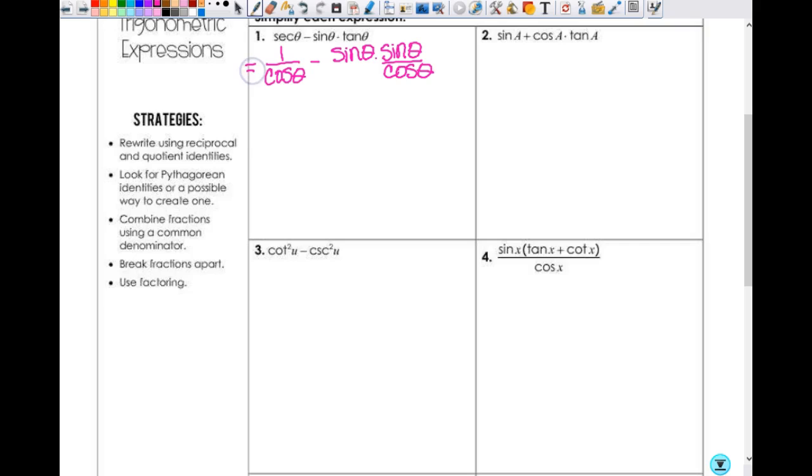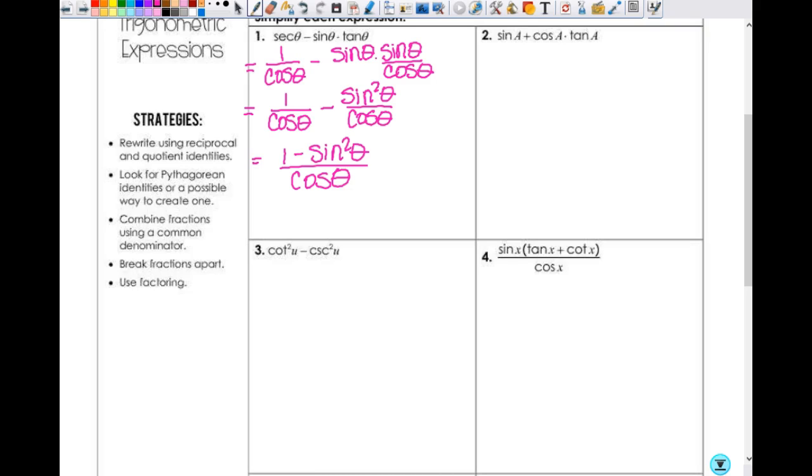So what we just wrote is equivalent to what we started with. It just looks different. So now I'm going to clean it up some more. This is going to be equal to 1 over cosine theta minus, well, what's sine times sine? Sine squared. So this is sine squared theta over cosine theta. Okay. Everybody good so far? Now, I have 2 fractions. Do they have common denominators? Yes, so I can put them together. And this equals 1 minus sine squared theta over cosine theta. I'm sorry, not cosine squared. Everybody good so far?